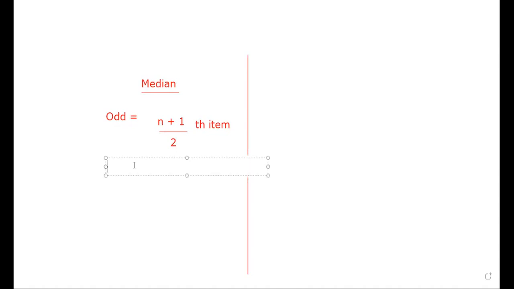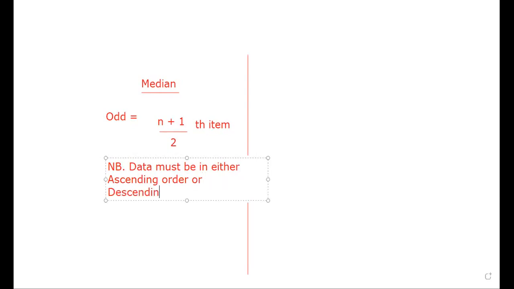So in other words, what we are saying is that data must be in either ascending order or descending order. You must first of all arrange your data, so data must be in either ascending order or descending order.